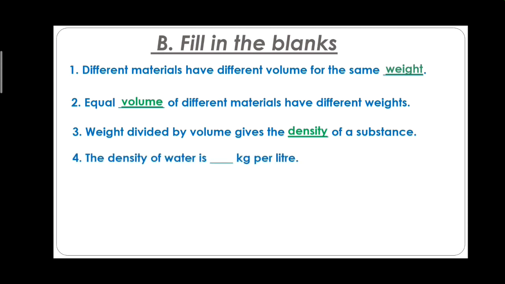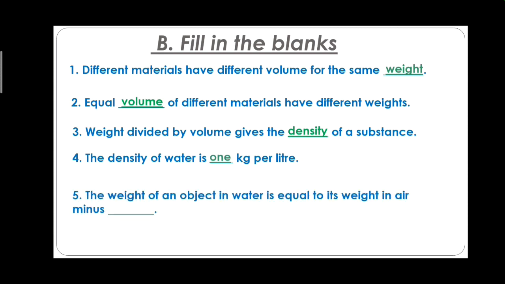Next, the density of water is dash kg per liter. Answer, 1. Next, the weight of an object in water is equal to its weight in air minus dash. Answer, upthrust. Next, we will do questions and answers.